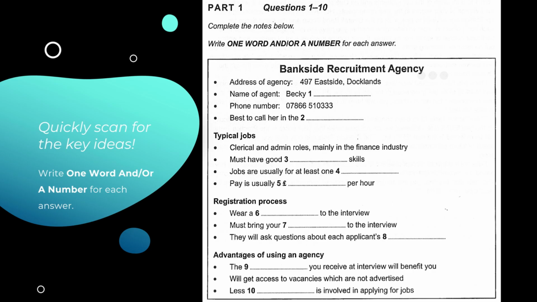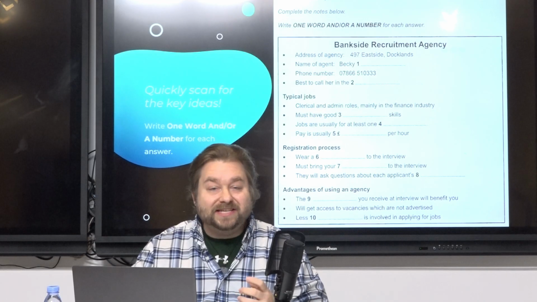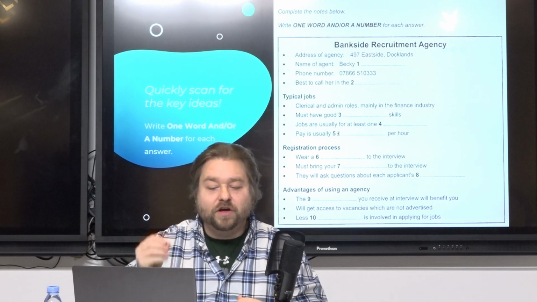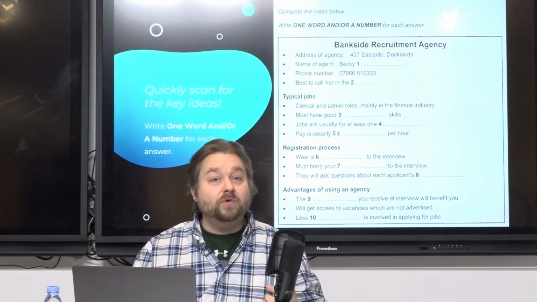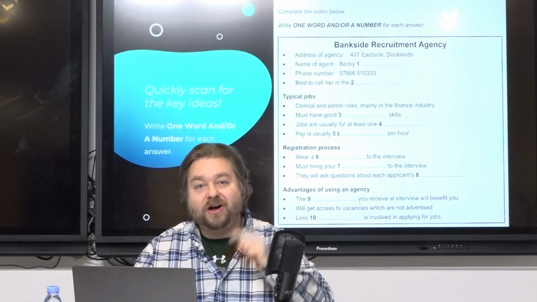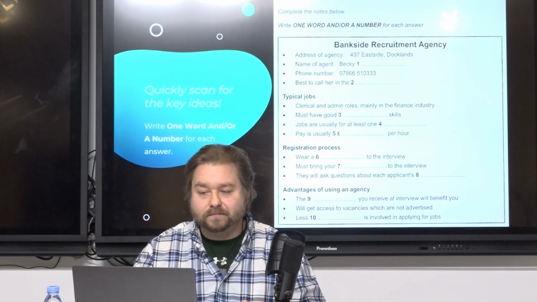A quick hint here: if you see these little blue bubbles, they tell you ideas. This says here, quickly scan the key ideas. Write one word and/or a number for each answer. It's the directions, but see that top part? It says quickly scan for the key ideas in each question. That is what you need to do. Now let's get ready and take our first test.